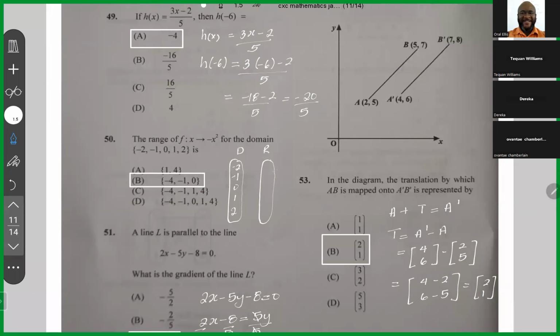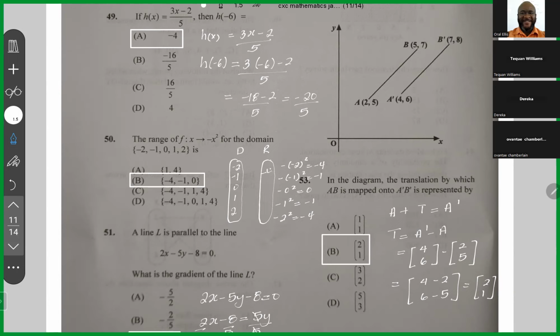Now, to get the range elements, it's minus x squared. So it's minus 2 squared, which is actually minus 4. Minus 1 squared, which is minus 1. Minus 0 squared, which is still 0. And minus 1 squared, which is minus 1. And minus 2 squared, which is what? Still what? Minus 4.